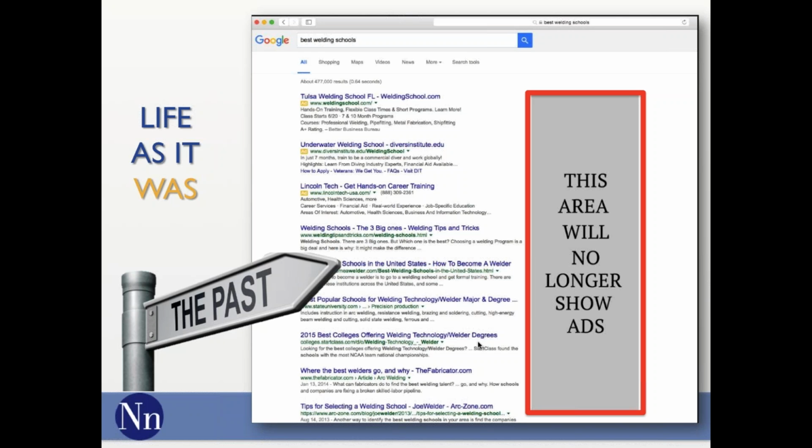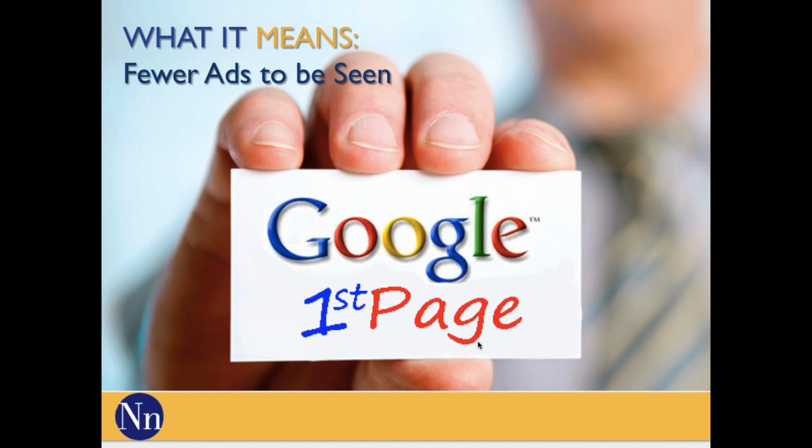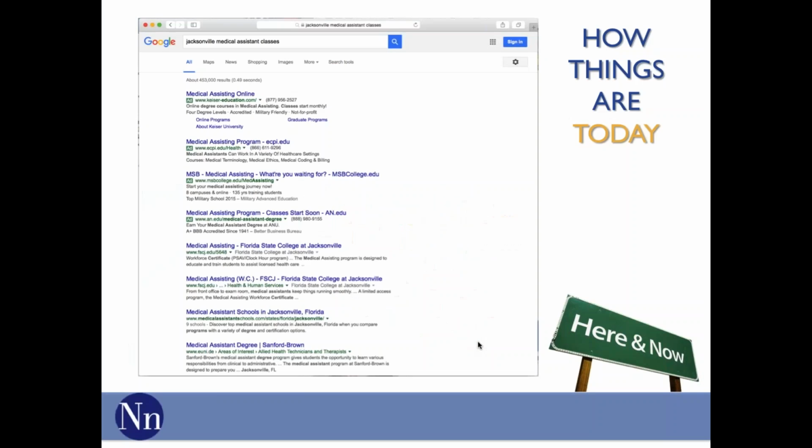And on this next slide, you will see one more example of how things look today. And the yellow box that says ad has changed to green. And you'll note that there's no offsetting color behind the ads as well.